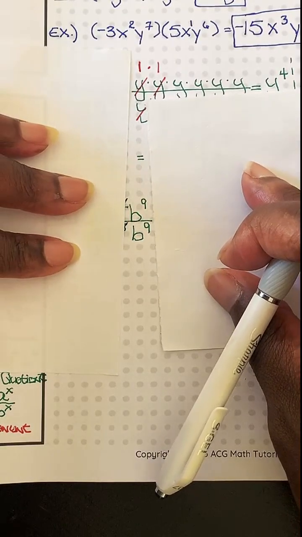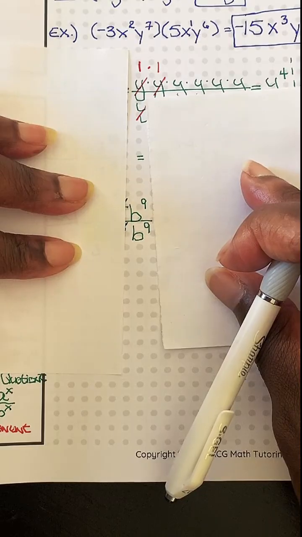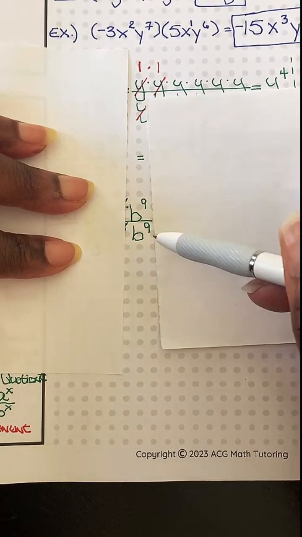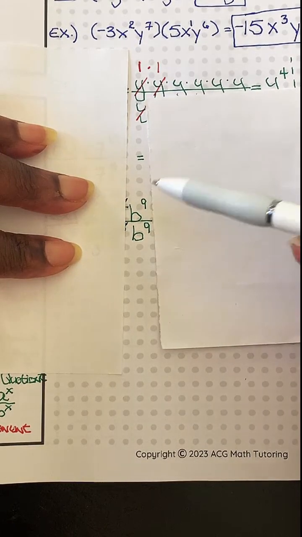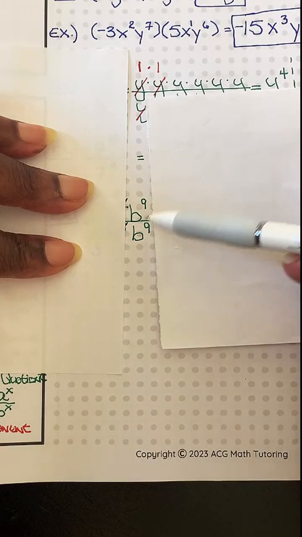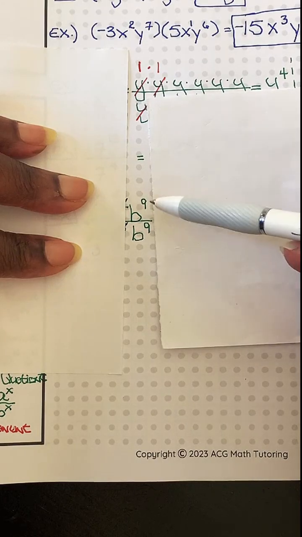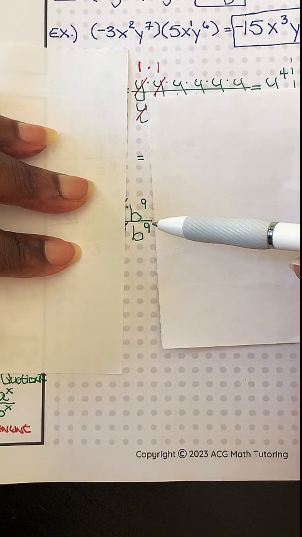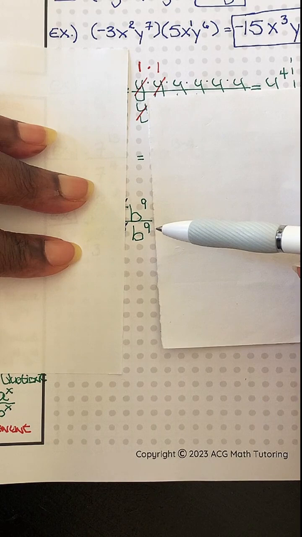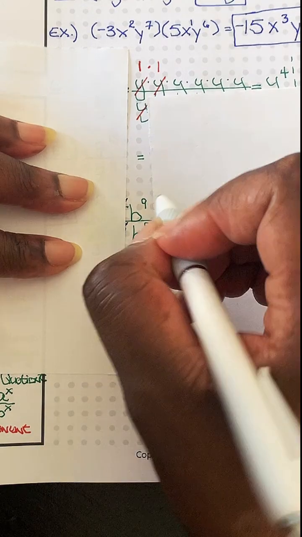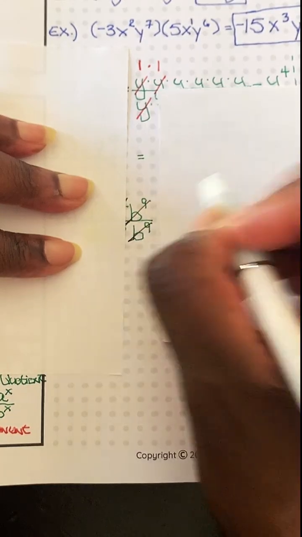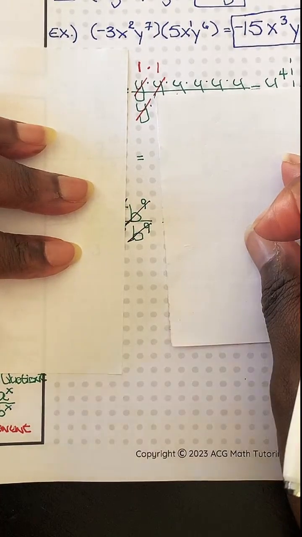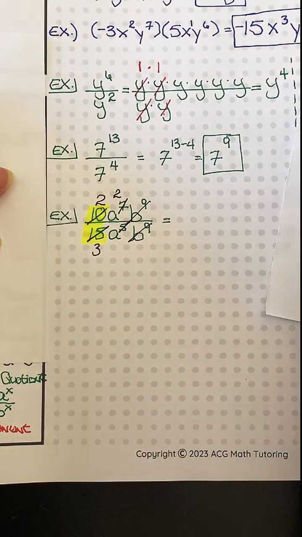Sliding over with our B's. We have b to the 9th divided by b to the 9th. So if we have the same base, we subtract the exponents. So it's 9 minus 9. That gives me 0. And what did we say? Anything raised to the 0 power gives me 1. These bad boys cancel out. And 1 times anything is going to be itself.